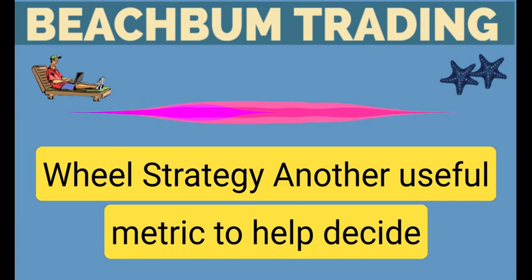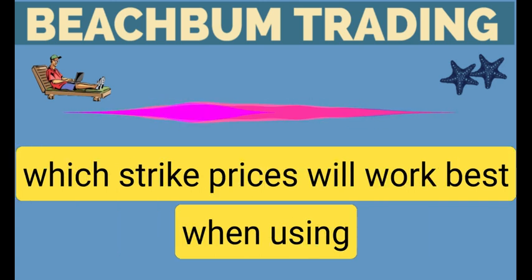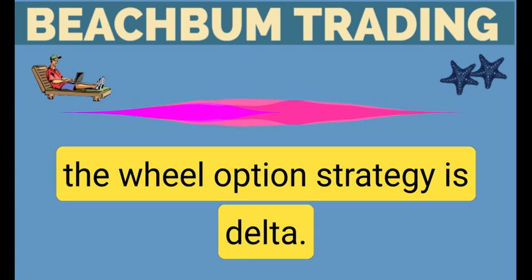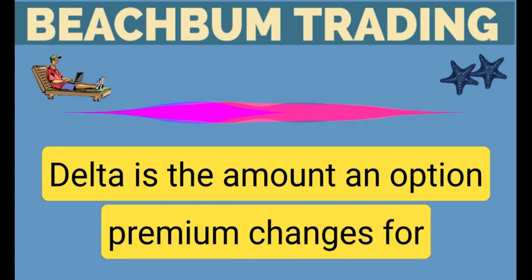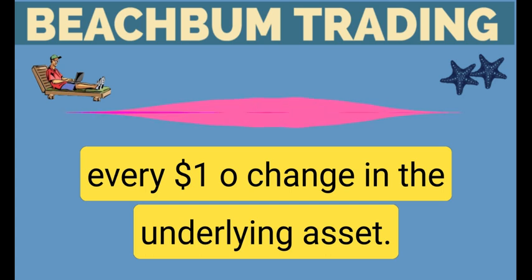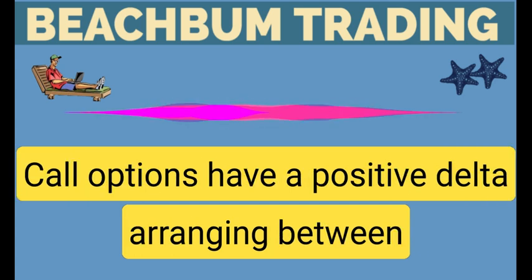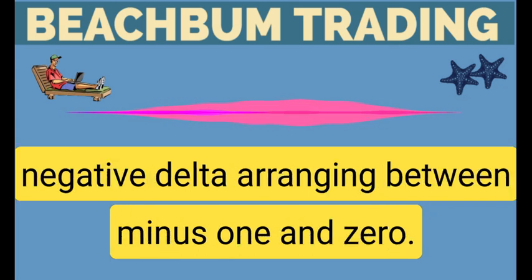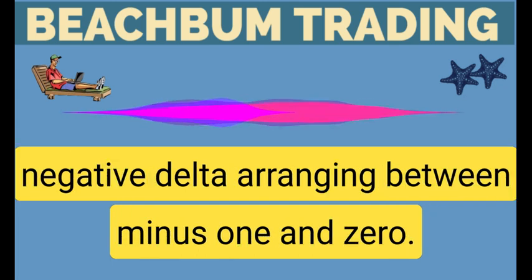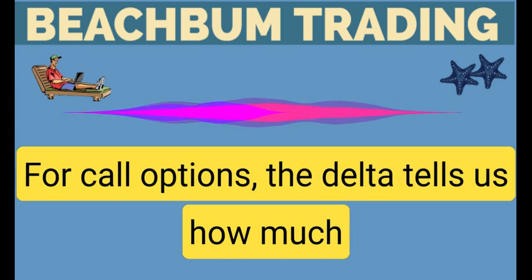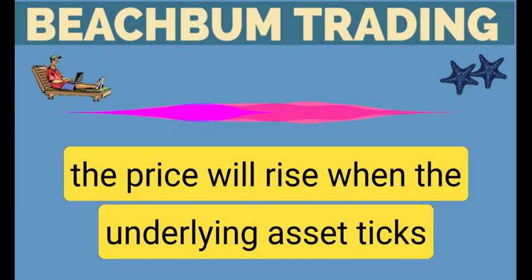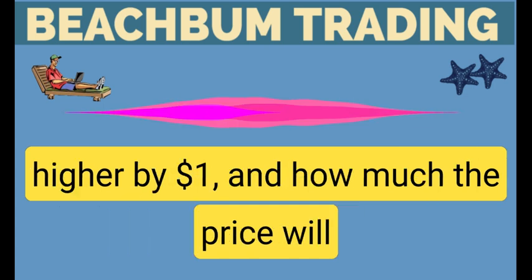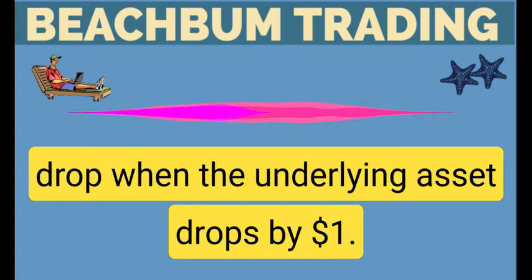Wheel strategy. Another useful metric to help decide which strike prices will work best when using the wheel option strategy is delta. Delta is the amount an option premium changes for every $1 change in the underlying asset. Call options have a positive delta ranging between 0 and 1, whereas put options carry a negative delta ranging between -1 and 0. For call options, the delta tells us how much the price will rise when the underlying asset ticks higher by $1 and how much the price will drop when the underlying asset drops by $1.